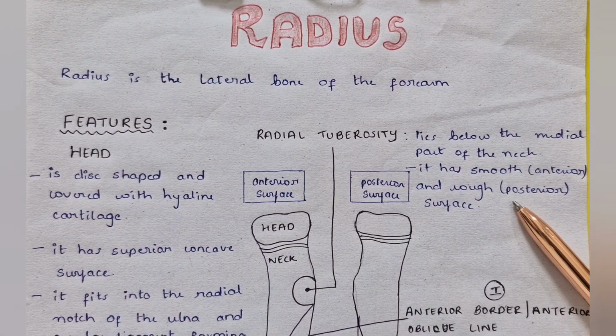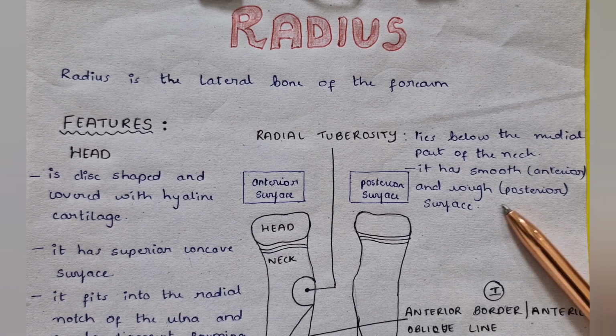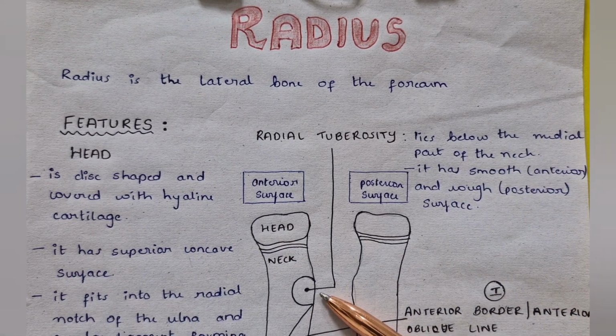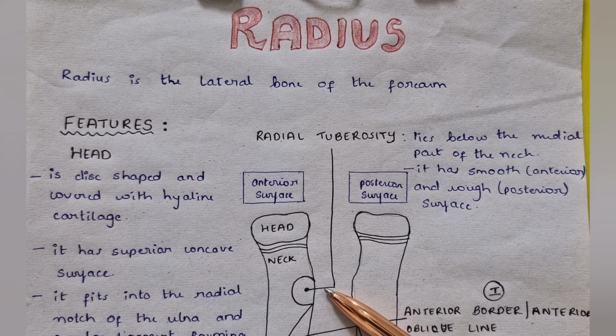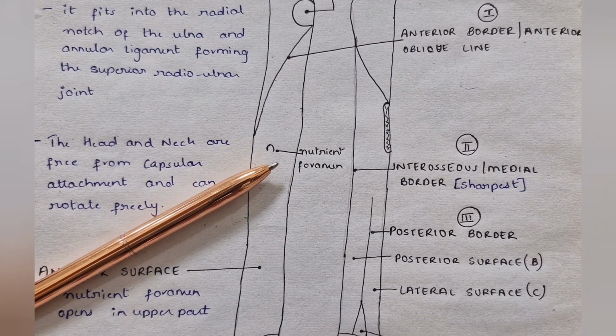The radial tuberosity. It lies below the medial part of the neck. It has a smooth anterior surface and a rough posterior surface. This is the nutrient foramen.